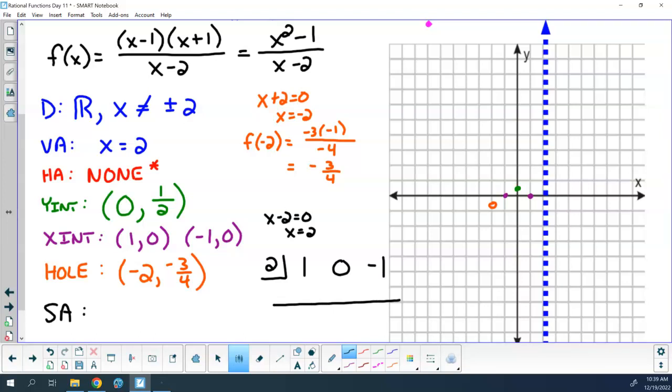X minus 1 times x plus 1 is x squared minus 1. So it's 1x squared plus 0x minus 1. Drop the 1, multiply, add, multiply, add. Drop the remainder. So my slant asymptote then becomes y equals x plus 2.